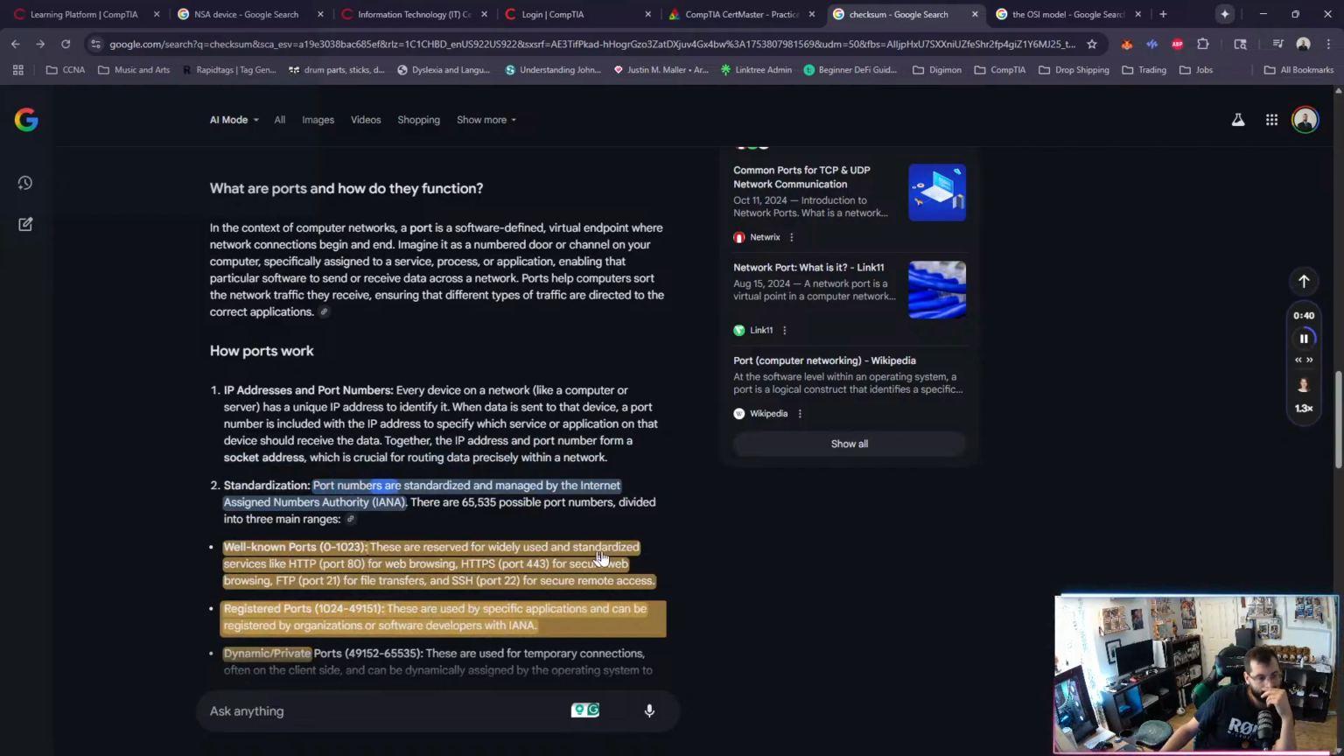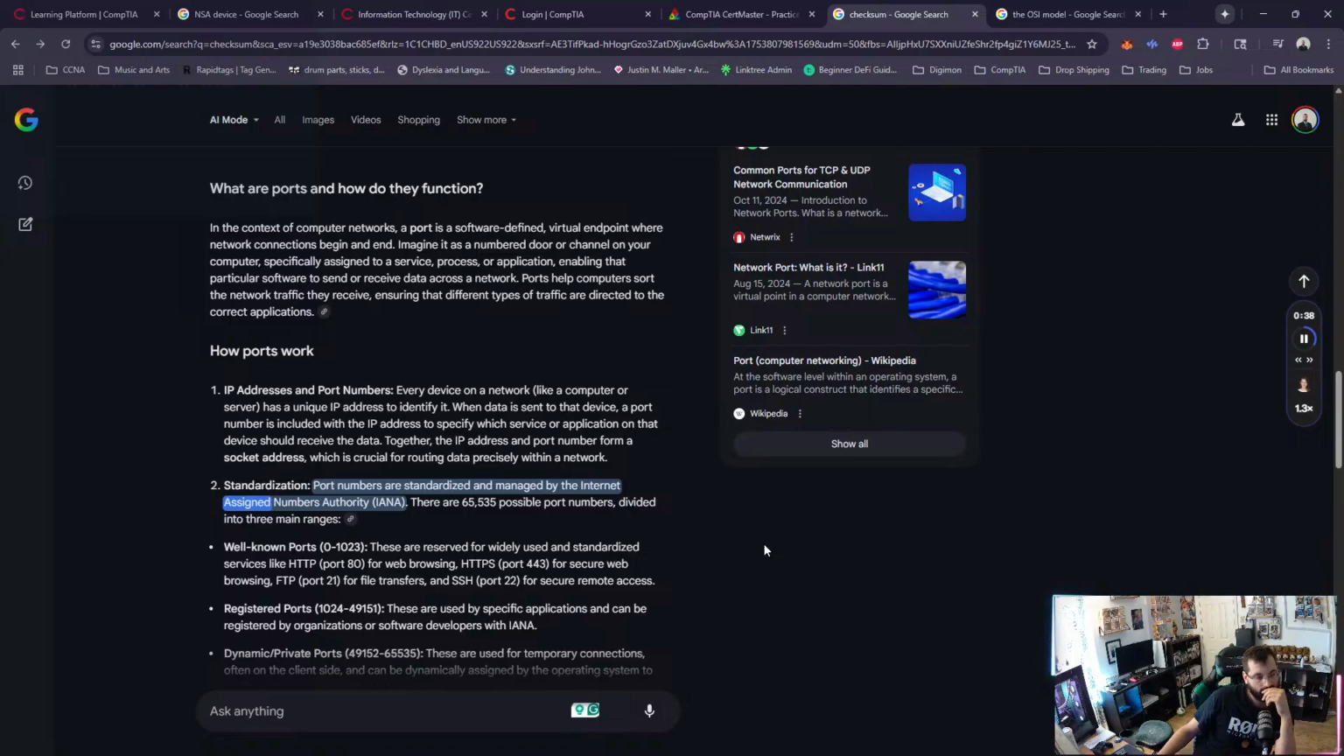Standardization. Port numbers are standardized and managed by the Internet Assigned Numbers Authority, IANA. There are 65,535 possible port numbers, divided into 3 main ranges. Okay, I feel like that's important to know. So the ports on the internet, there are 65,535, because I know that everything has a port.